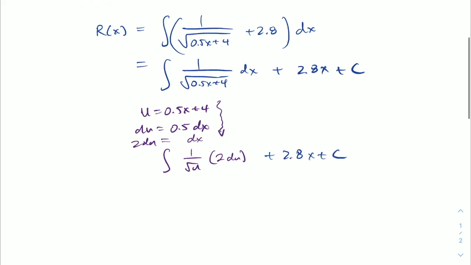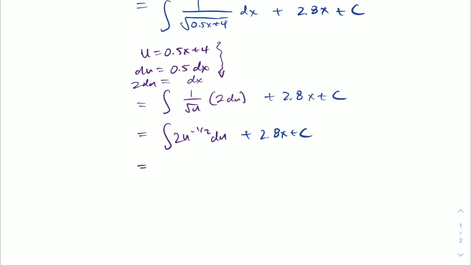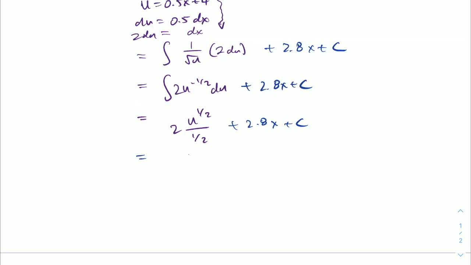All right, let's rewrite this. The integral here is u to the negative 1/2 times 2. Then we can antiderive it using the reverse power rule. We add 1 to the power, we get u to the 1/2, divide by that 1/2, and then include the part that we've already antiderived. Back substituting 0.5x plus 4 for u, and dealing with the coefficients, we have 2 divided by half, that's 4. We get the following function. This is our revenue function.